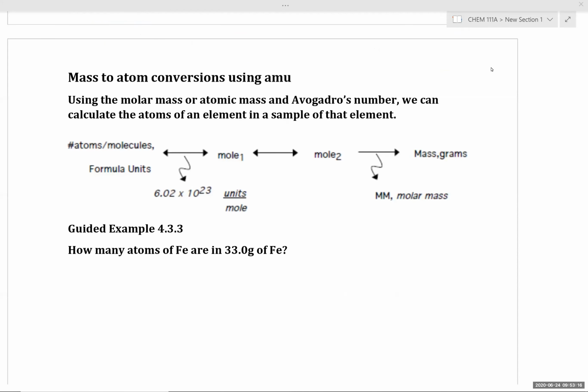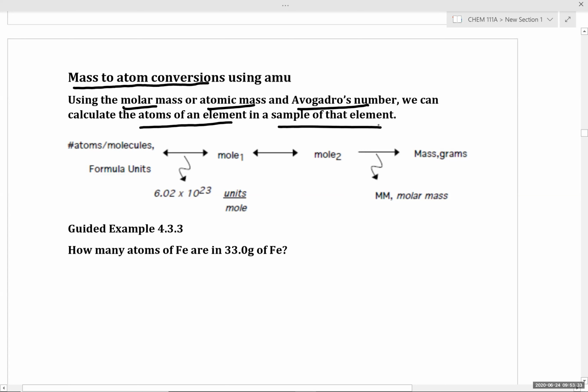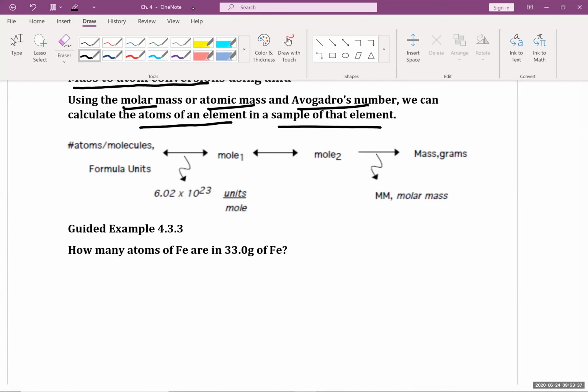So, continuing on with our lecture of chapter 4, in this next section, we're going to be discussing mass to atom conversions. So, using the molar mass or atomic mass and Avogadro's number, we can calculate the atoms of an element in a sample of that element. Now, your molar mass can be in AMU or gram per mole.